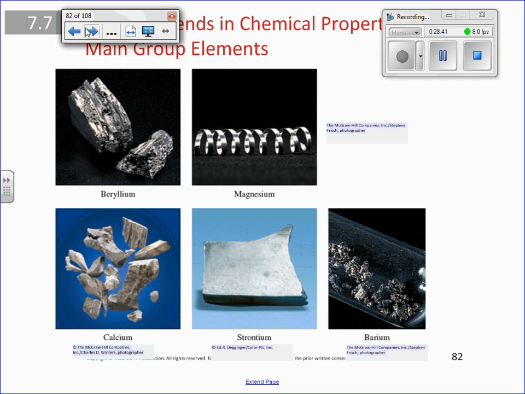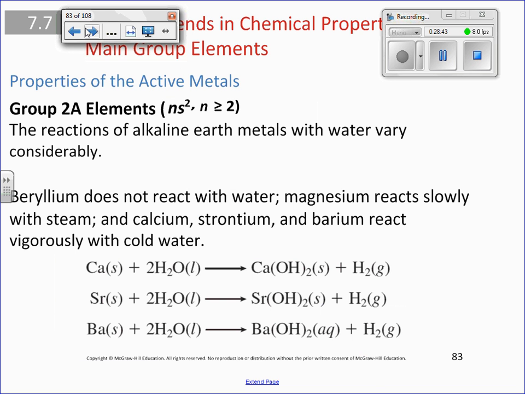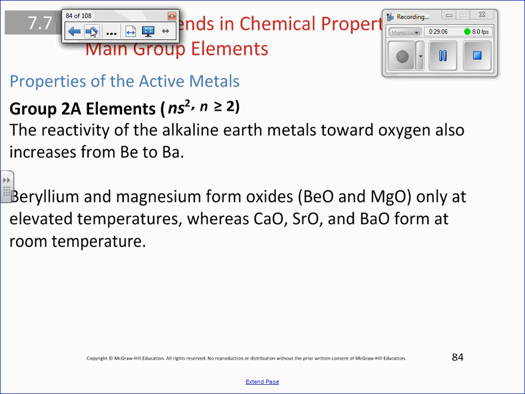They'll react with water, but it varies. Beryllium doesn't. Magnesium reacts slowly with steam. Calcium, strontium, and barium react vigorously with cold water. And the reactivity with oxygen also increases as you go down the column.